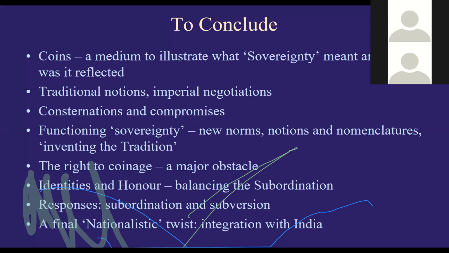Sovereignty here is a kind of functioning sovereignty. It's not absolute sovereignty, because of course these coins were originally issued as subordinate to the Mughal sovereignty, then subsequently issued as subordinate to the imperial British sovereignty. So when you talk about sovereignty as a kind of functioning sovereignty, what are the aspects that actually constitute these?